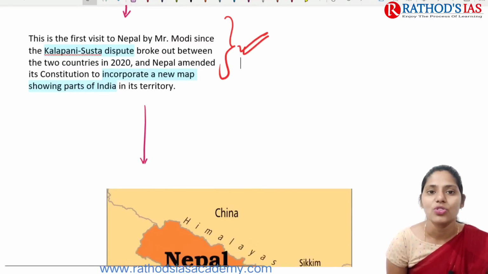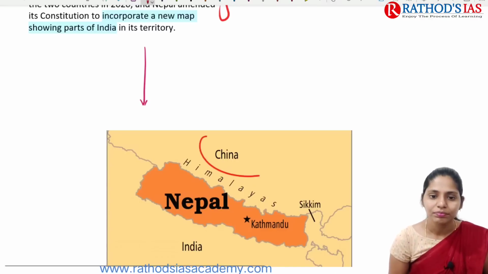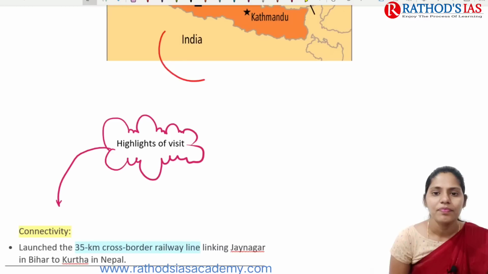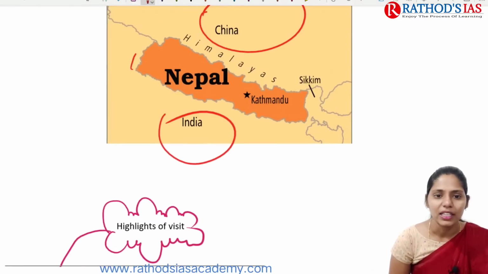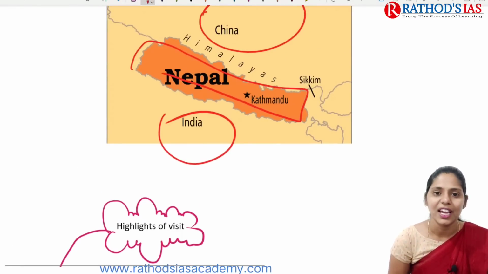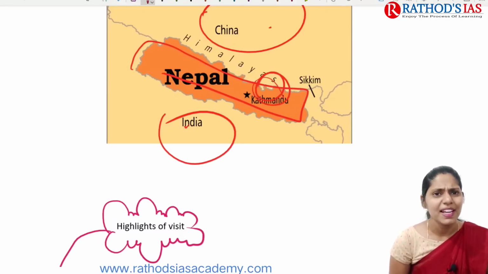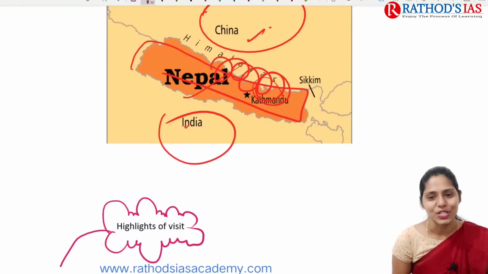If you look at the map here, this is China and this is India. This part is Nepal. It shares a boundary with both India and China, and it mainly acts as a buffer state between India and China as well.